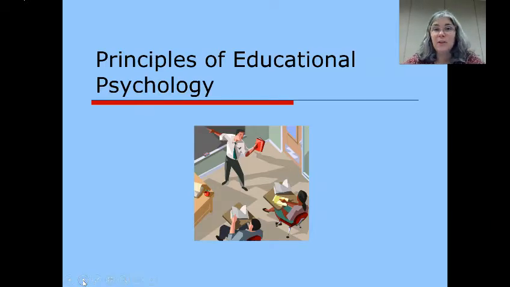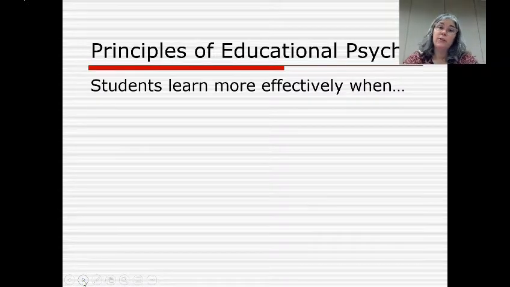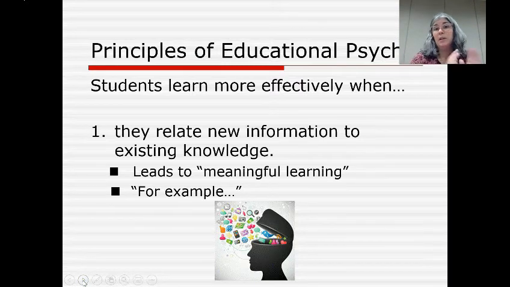So, the field of ed psych has three main principles that pretty much all of them prescribe to. The first one is, and in fact they all start with the same premise, students learn more effectively when, and we're going to see three conditions under which students learn best. First of all, when they can relate something new to something they already know. Well, that makes sense. This leads to what we call meaningful learning, because what you're doing is you're taking this new term, this new concept, new definition, and you're anchoring it to something that's already in your brain. A previous memory, an experience, something you've already learned.